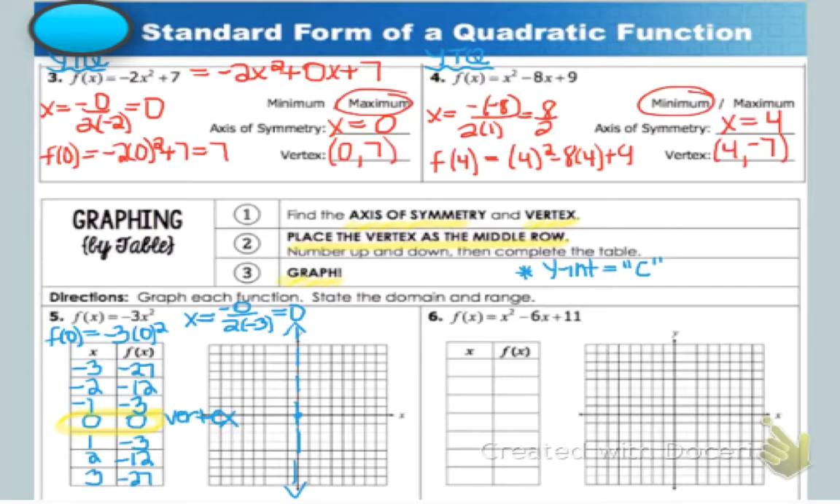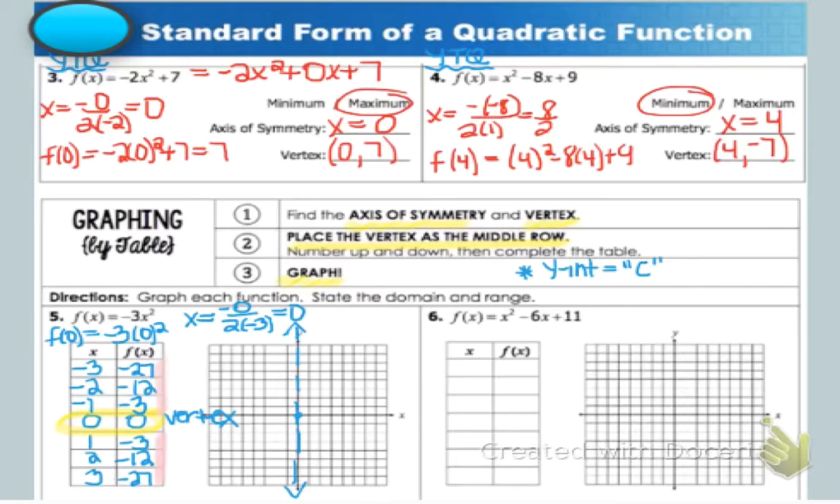Now that's not a coincidence, and hopefully you recognize the symmetry. You can see that these values on either side are starting to repeat after the vertex. So going this way, negative 3, negative 12, negative 27, and then going forward, got the exact same numbers here. The coordinates themselves are mirror images of each other, and they'll of course be mirror images of each other on the graph as well.